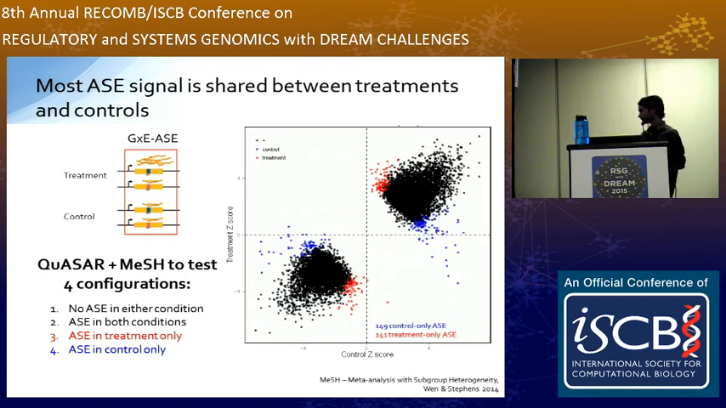And so this plot shows the evidence for ASC. Shown here is the control or the treatment z-score, and it's colored based on those MESH categorizations. So black here shows the evidence for shared ASC, and what we see is consistent with what's been reported in the literature so far, which is that most ASC is shared across treatment and control. But we still are able to identify examples of treatment-only ASC shown in the red, and the control-only shown in the blue. And overall, we see 141 control-only ASC examples and 141 treatment-only.